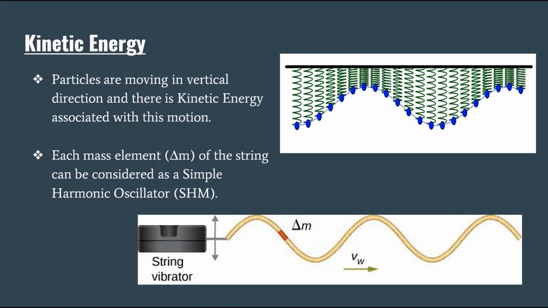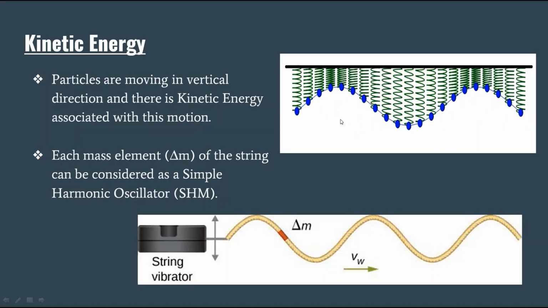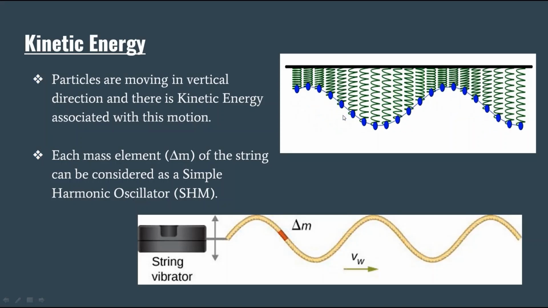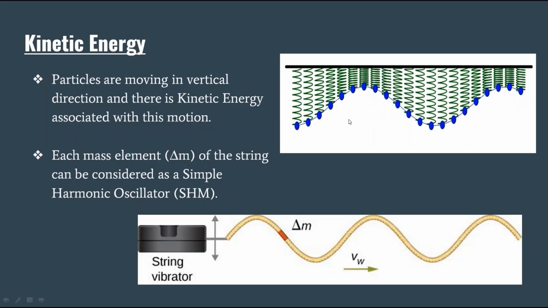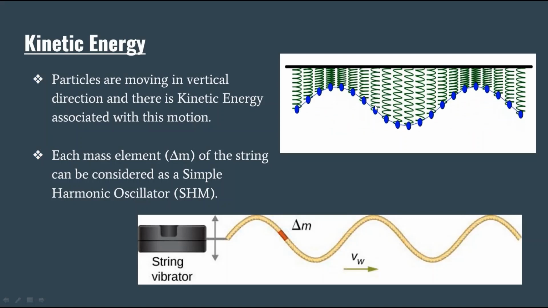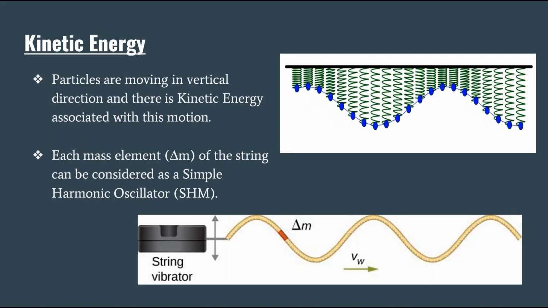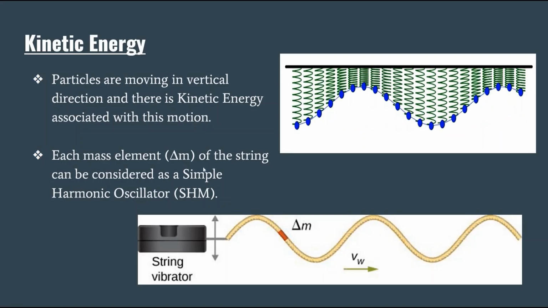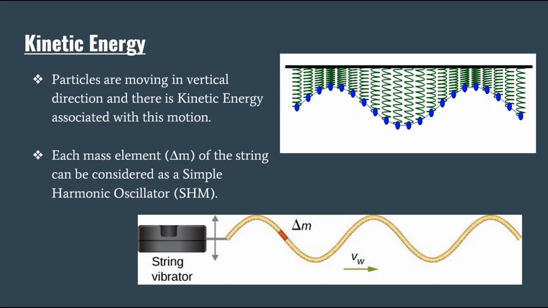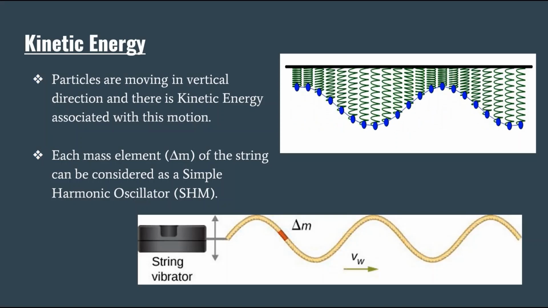Particles are moving in the vertical direction and there is kinetic energy associated with this motion. In this figure, we can see that each particle is moving in the up and down direction and we are going to calculate the kinetic energy due to this simple harmonic motion. For that, let's consider a small element of a string having mass Δm. Each mass element Δm of the string can be considered as a simple harmonic oscillator.